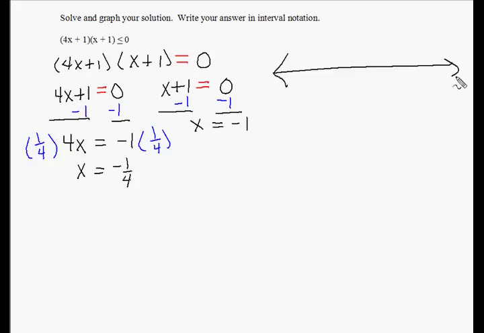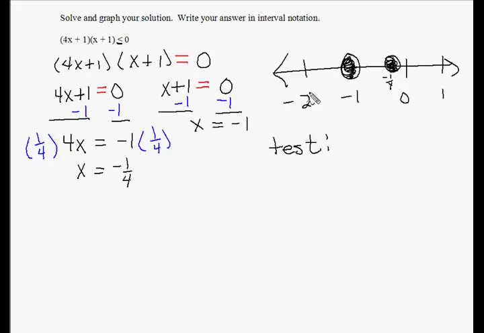So we're looking at, on our number line, negative 2, negative 1, 0, positive 1. We have found the numbers negative 1 and negative 1/4 over here slightly. Now both of these circles will be solid because it was or equal to in the original problem. So we have solid circles here. And we need to do some testing. The numbers that I want you to test are around the numbers that you found.